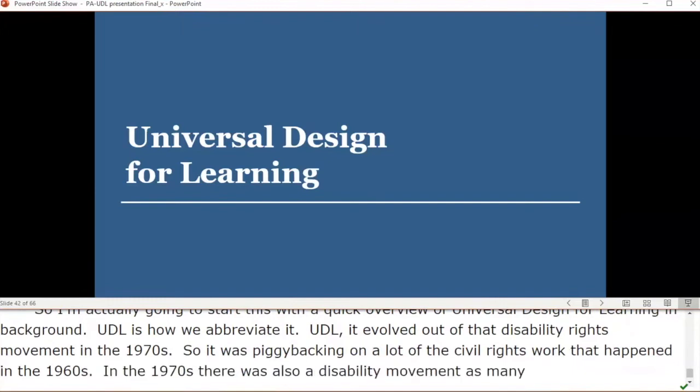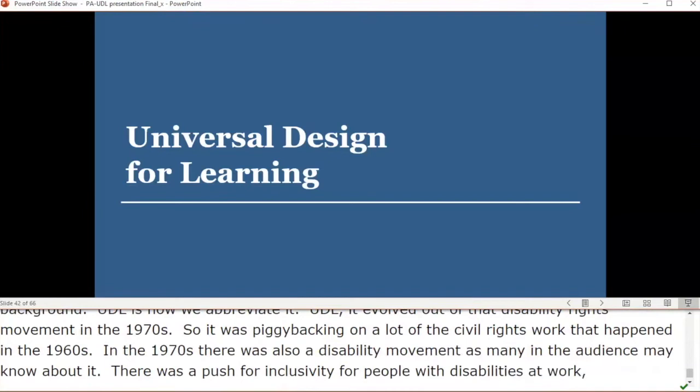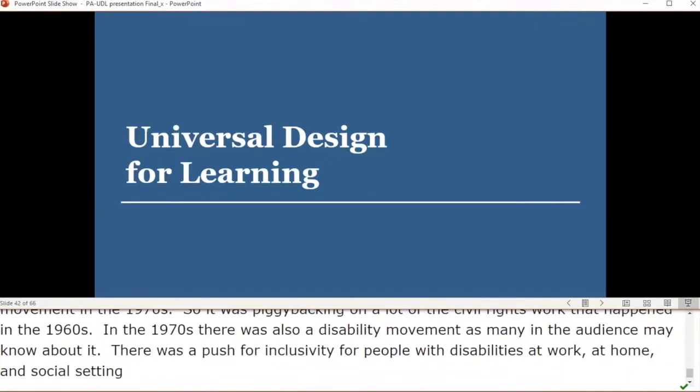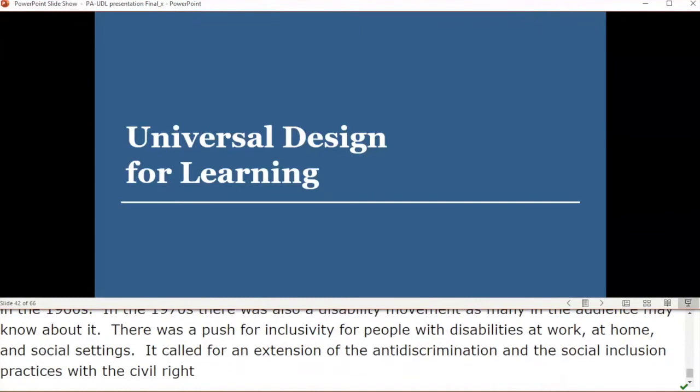And there was a push to promote and secure inclusivity for people with disabilities in the work, in home, and social settings. And the movement really called for an extension of the anti-discrimination and the social inclusion practices that came with the Civil Rights Act and were directed at that time, especially in consideration of women and minorities, racial minorities, and whatnot.